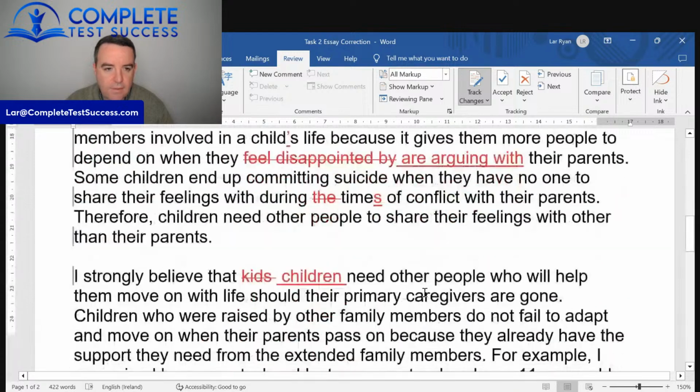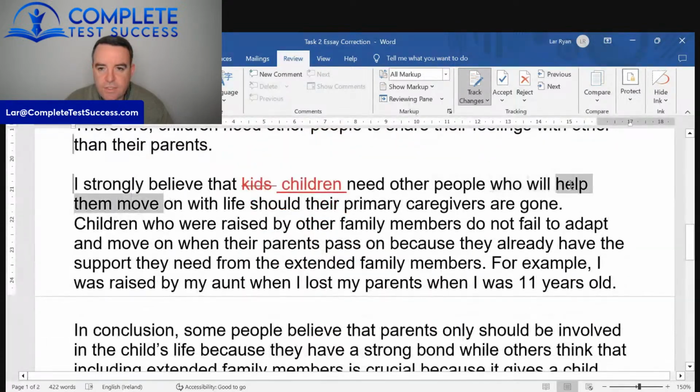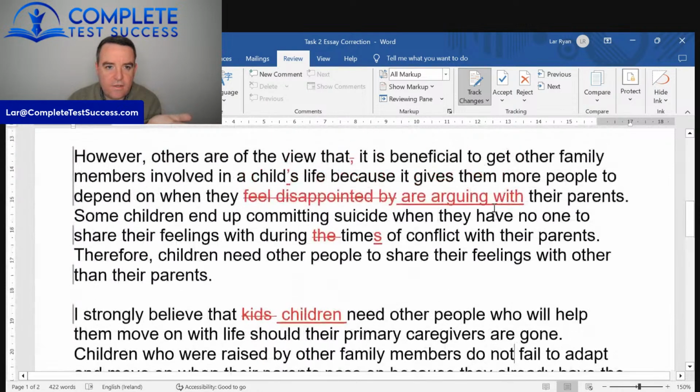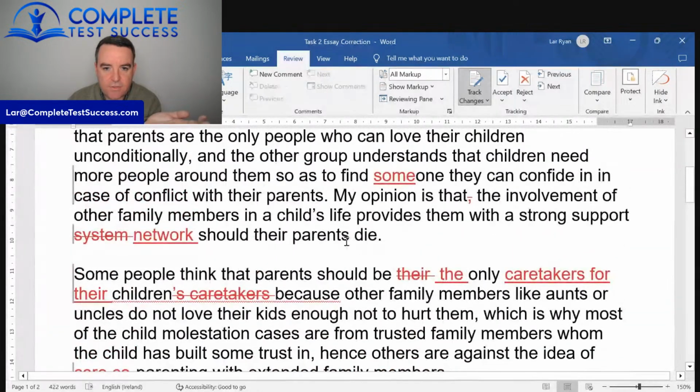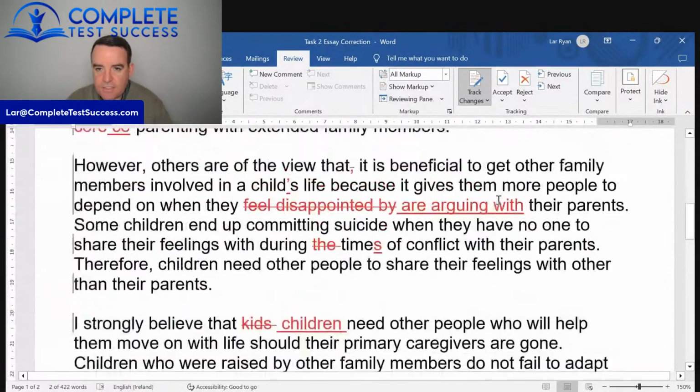I can't find it. Anyway, I strongly believe that children need other people who will help them move on with life should their primary caregivers be gone. So you said "should their primary, so should they are, should they be gone?" I mean, you said "die" earlier on. I think that's much more direct. Should they die? I'm going to just use that same again.